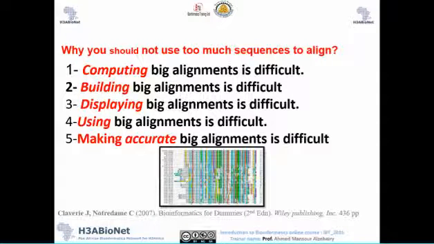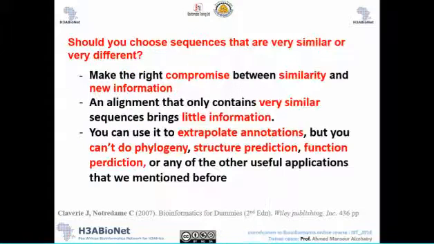Why we always try to avoid big alignments or more than 50 sequences: computing is of course difficult. Building a big alignment is difficult, displaying and using it is difficult, and even making an accurate alignment with a big set of sequences is difficult. So we always try to avoid having a big set of sequences.